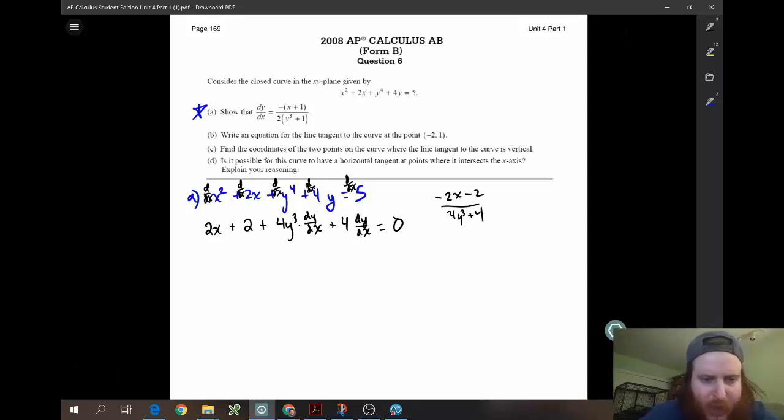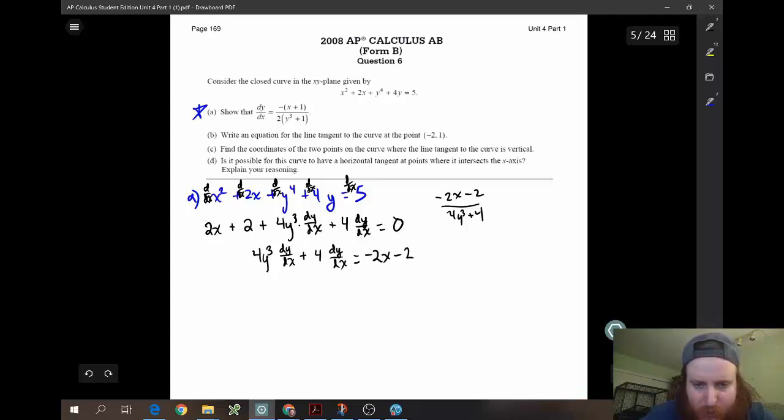So first, I'm going to move everything without a dy/dx to the other side, but it's going to switch signs. So 4y cubed dy/dx plus 4 dy/dx equals negative 2x minus 2, right? I move those to the other side. Then we're going to factor out a dy/dx. We're going to get negative 2x minus 2 over 4y cubed plus 4.